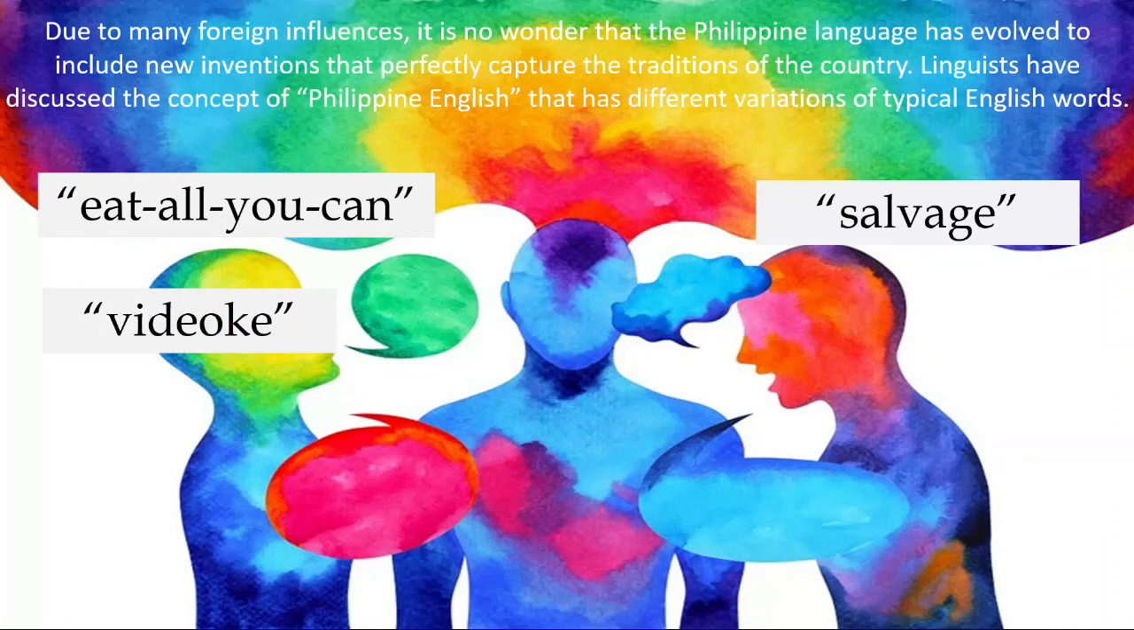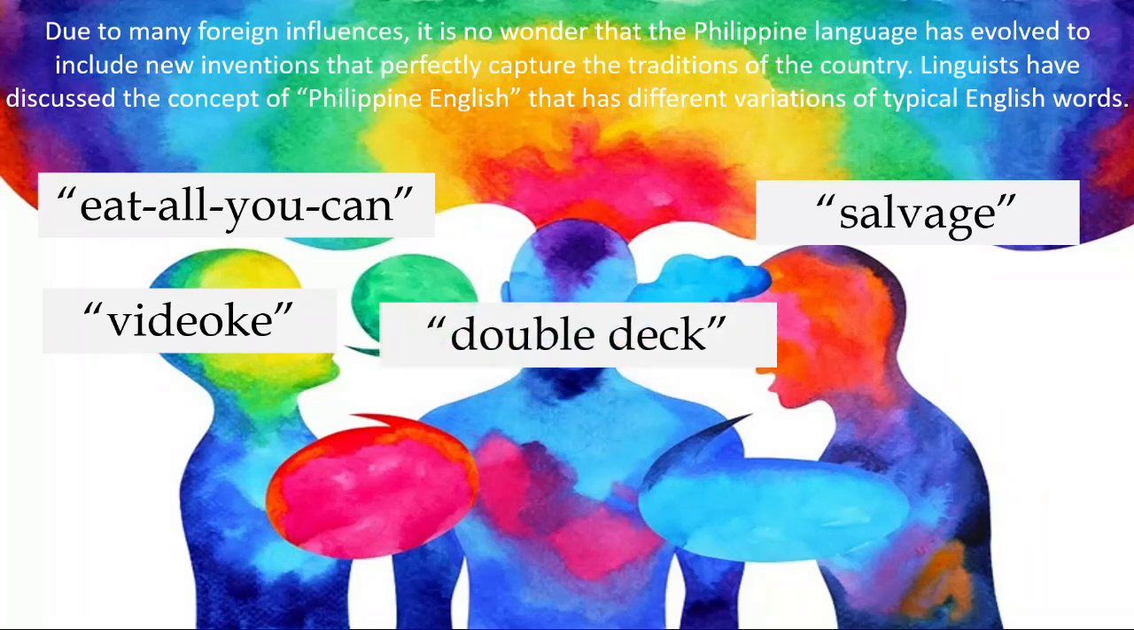Video okay, okay? Outcome, this is the outcome, class. Video okay is the outcome after combining karaoke with video. This was first introduced in the country in the 1990s. Okay. We have double deck. Live in. Okay, this is very rampant in the Philippines, no? It refers to the state of an unmarried couple living together.